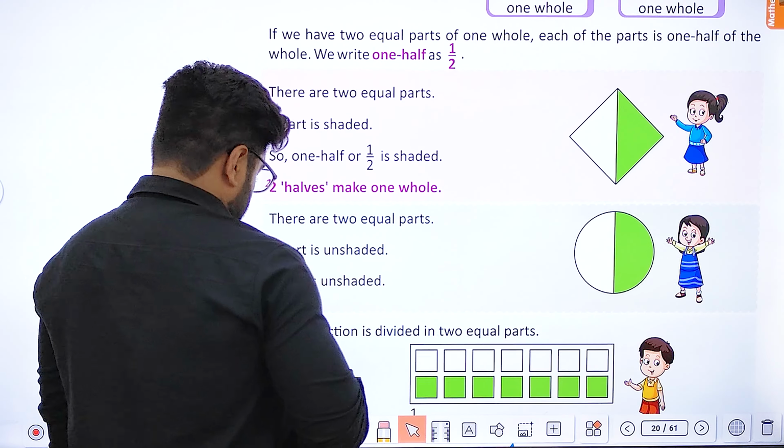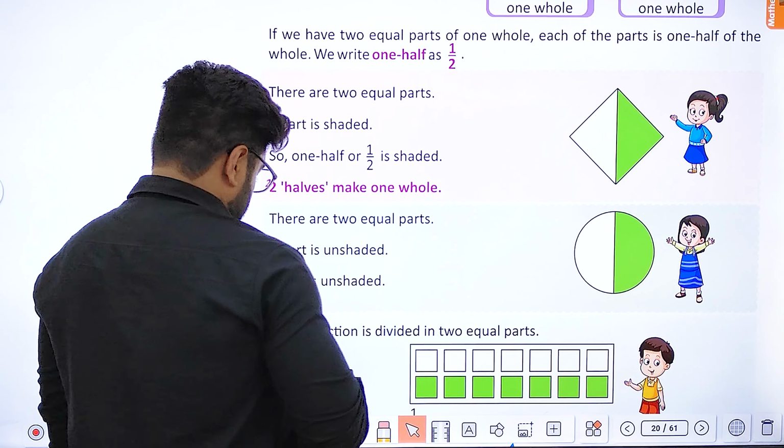Okay, let's move to our second question, that is shade one half of the following figures with a pencil. Okay, let's see. This is one half. So we have to shade the half part. So how many parts are there in this figure? 1, 2, 3, 4, 5, 6, 7, 8. So we have to divide it into the half part. 1, 2, 3, 4. So this is 4 parts out of 8 parts. So we can say that 4/8, or we can say that this is 1/2, the half part.